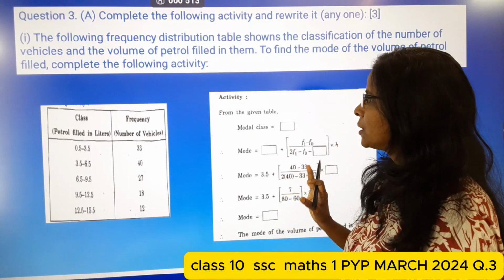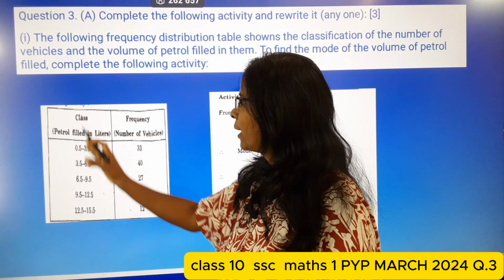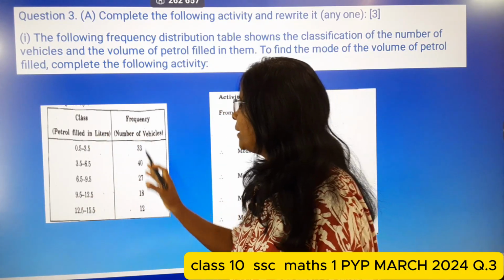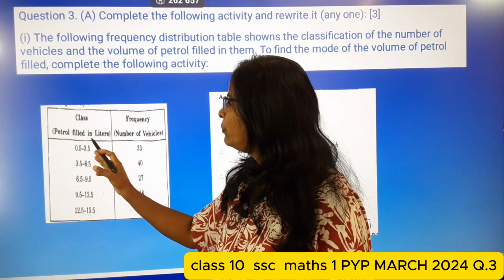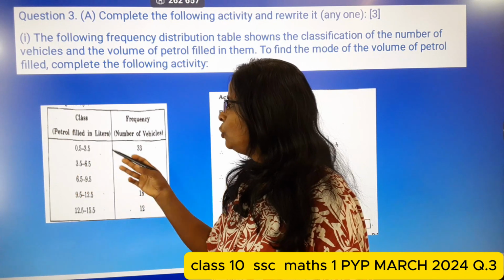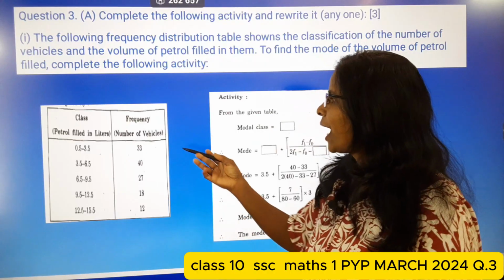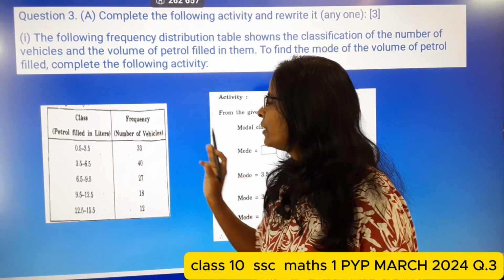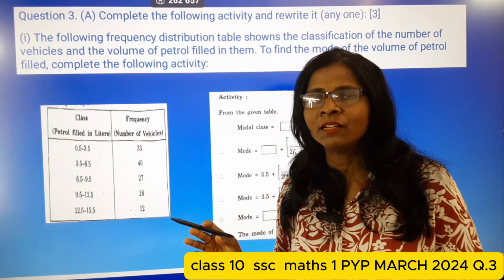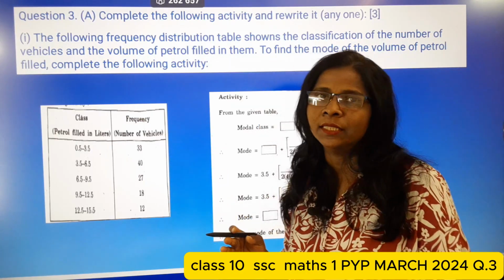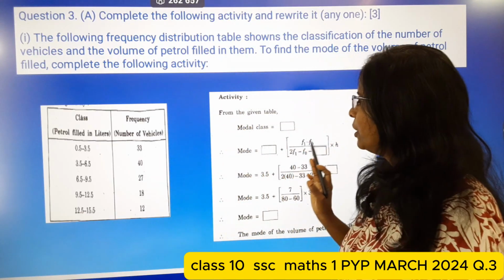Now here students, this is the frequency table given. The classes in the first column are the petrol filled in liters, that is 0.5 to 3.5 liter, 3.5 liter to 6.5 liter, and the corresponding frequency is the number of vehicles that filled the fuel. So these are the given information.